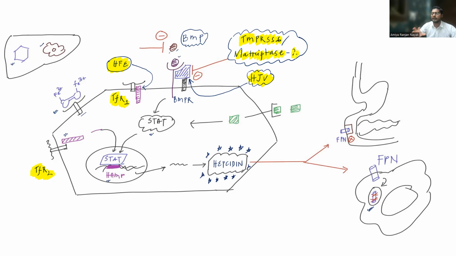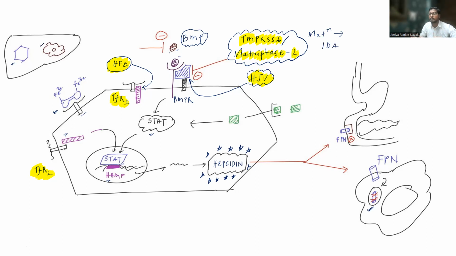Now, can you tell me what will happen whenever there is a loss of function type of mutation in this matriptase 2? If you have a loss of function mutation in matriptase 2, it cannot degrade the hemojuvelin. There will be increased activity of hemojuvelin. That will cause increased hepcidin production. And whenever there is increased hepcidin production, it will block the iron absorption from the duodenum, and also block iron release from the macrophages. So that will cause iron deficiency anemia, because it is causing excessive production of the hepcidin.